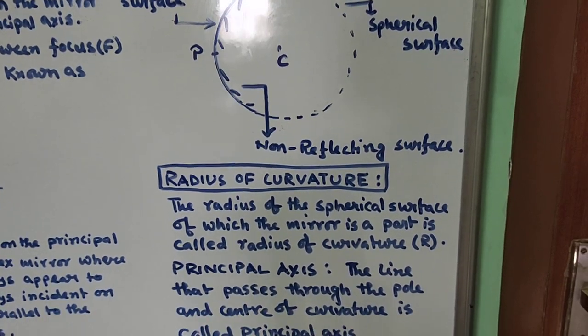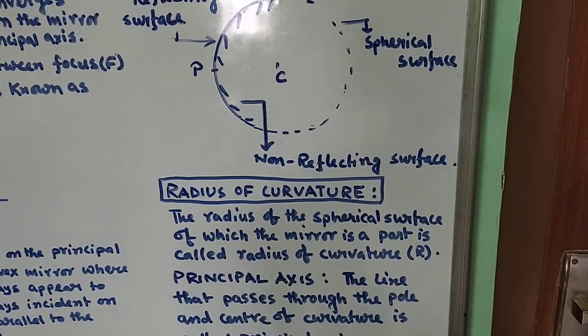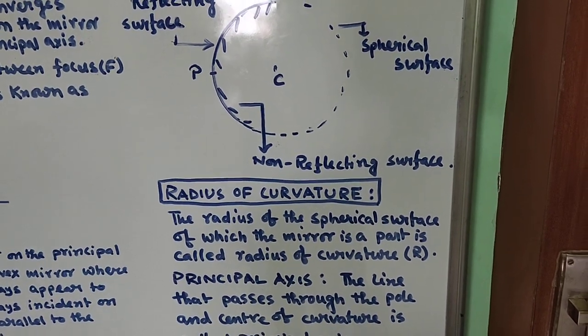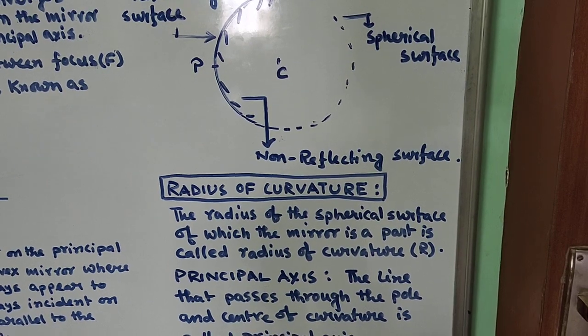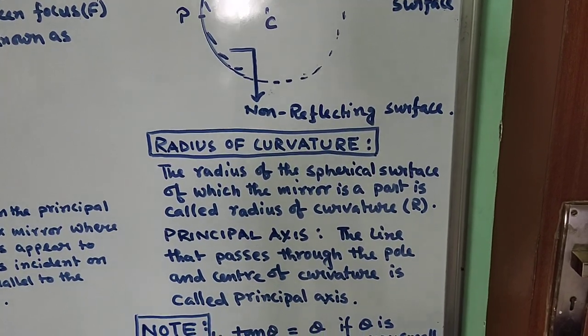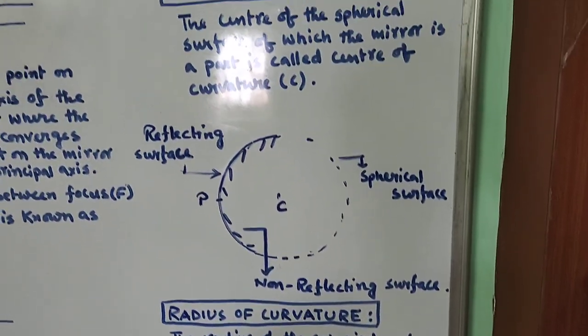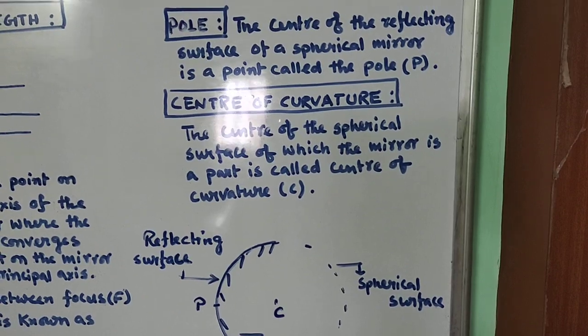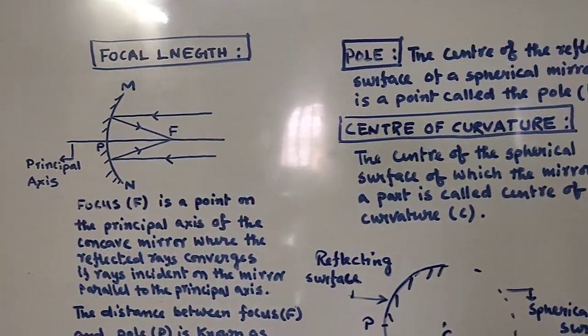Now the next term is the principal axis. How do you define the principal axis? It is a line that passes through the pole and center of curvature. So the line that passes through the pole and center of curvature is called the principal axis. These are a few important terms, and I think most of you know, but we are repeating here as it is included in your syllabus.